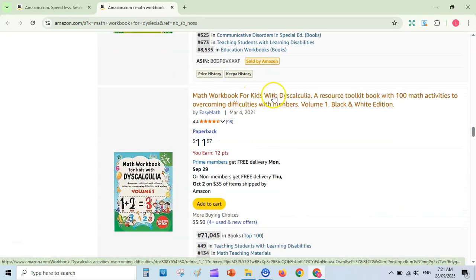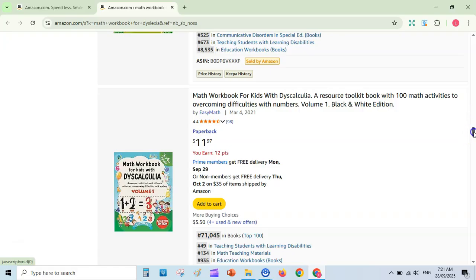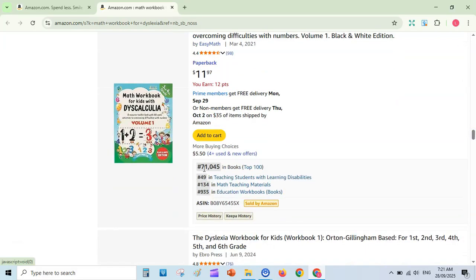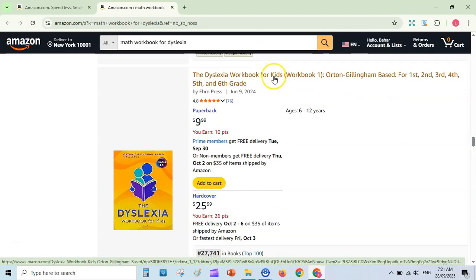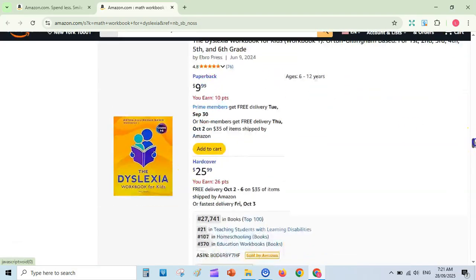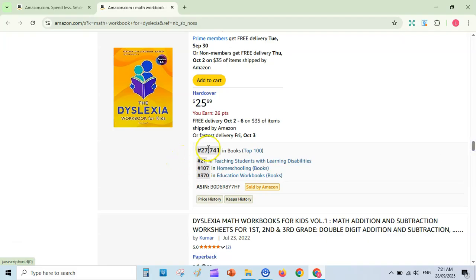Math workbook for kids with this Calculia, it is selling. The BSR is just over 71,000. So it is selling very well. Just found our first one. It is selling. You can see it is highly priced and it is selling really well.